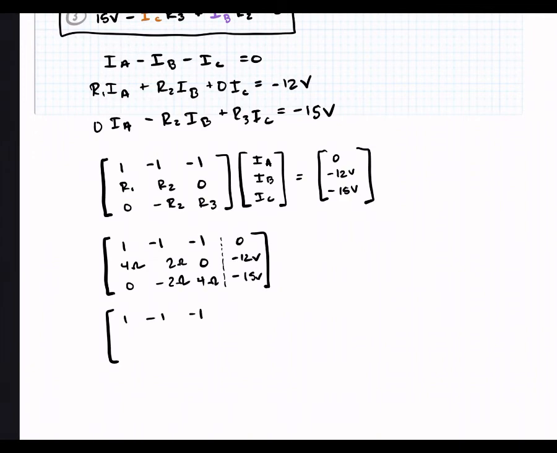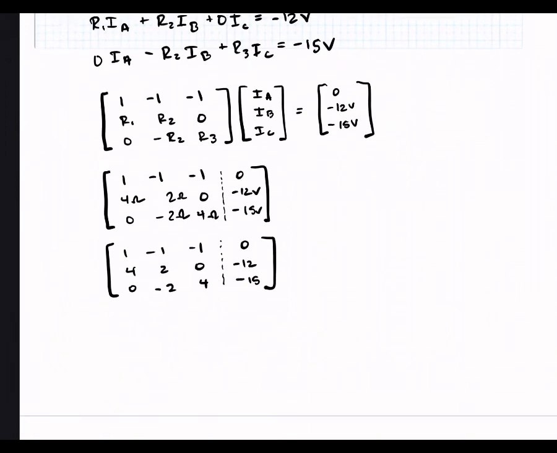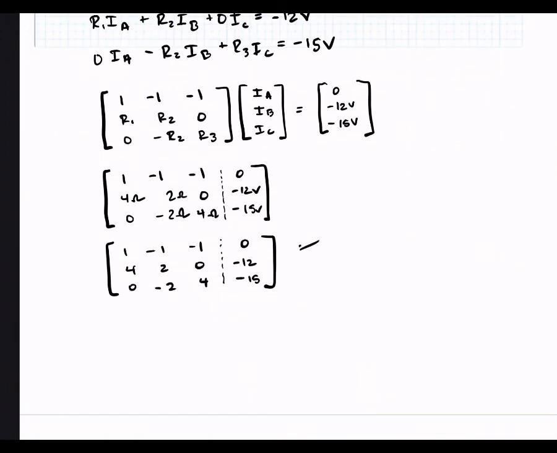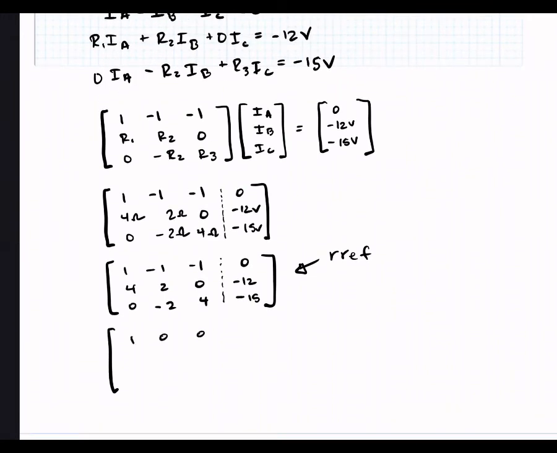So 1, negative 1, negative 1. 4, 2, 0, 0, 2, 4. Don't forget the negative. And this gives you 0, negative 12, negative 15. What you're going to do is then plug this matrix into your calculator and do reduced row echelon form. When you do that, you'll get an answer that looks like this. You diagonalize the matrix, and I'm just summarizing what the calculator is going to do, and then your answers over here are going to be what your actual values are for your currents.